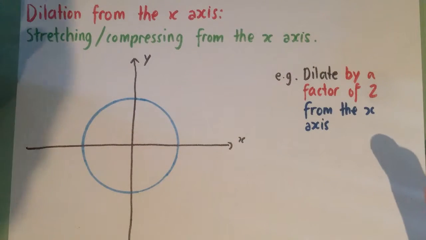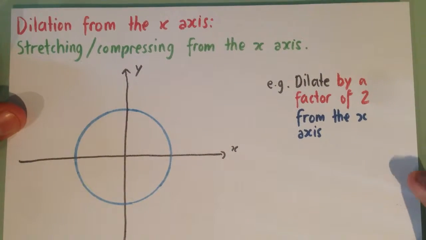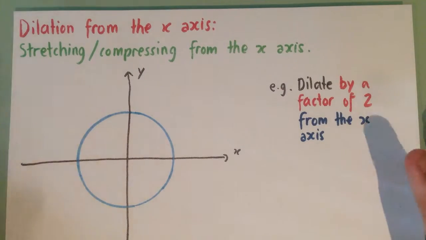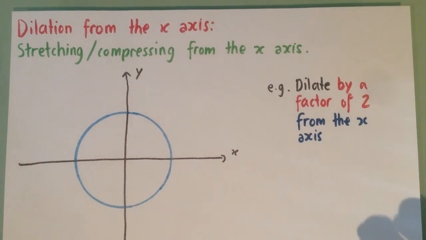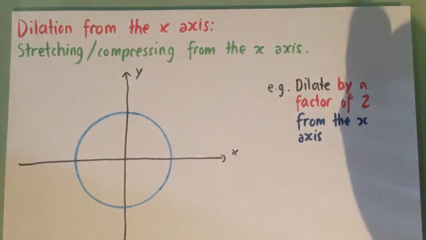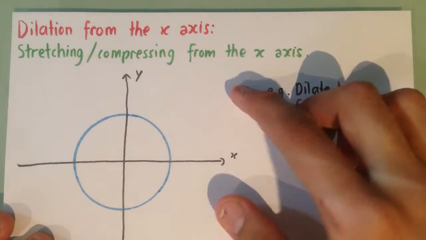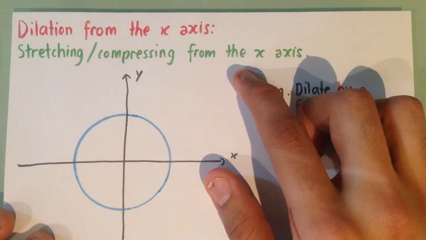Okay, in the last video I talked about dilations, reflections, and translations, and this video is going to be more about just dilations. So a dilation is basically just a stretching or a compressing. Okay, and as I mentioned in the previous video, it can be either from the x-axis or from the y-axis.